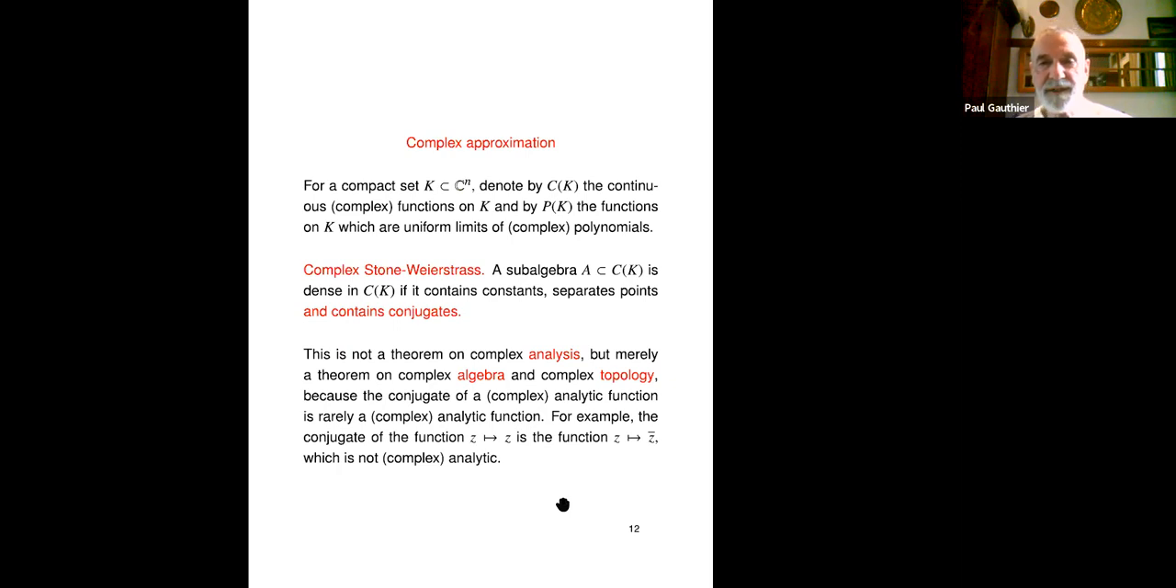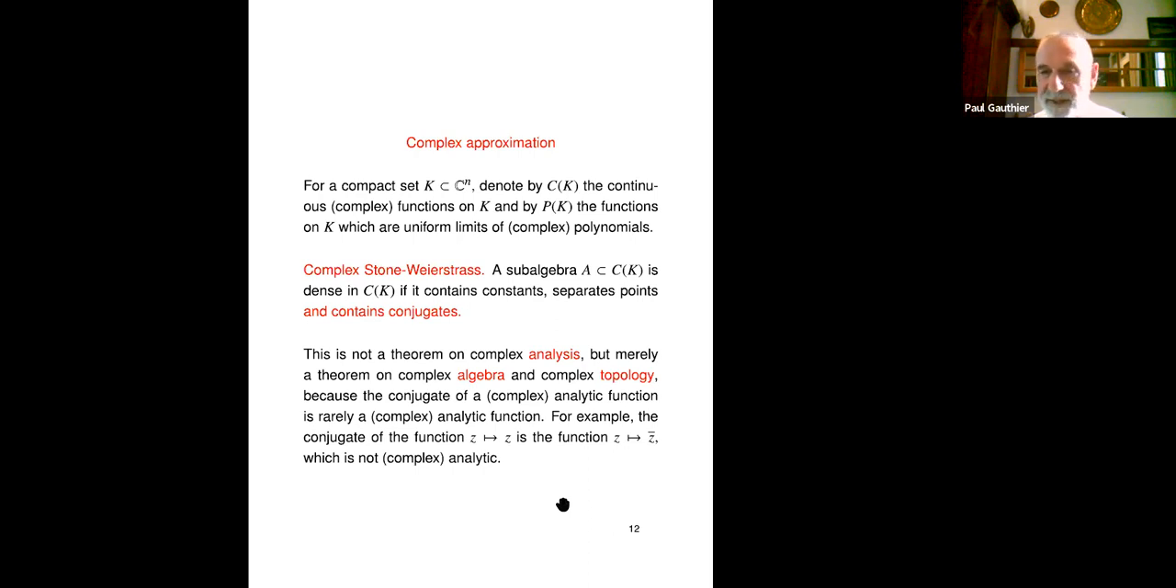What about complex approximation? For a compact set K in Cn, denote again by abusive notation C of K the continuous complex functions on K, and by P of K the functions on K which are uniform limits of complex polynomials. Well, there's a complex version of the Stone-Weierstrass theorem: a subalgebra of the continuous functions is dense in the continuous functions if it contains constants and separates points, as in the real Stone-Weierstrass theorem. But also, we have this additional condition that it is closed under conjugates.